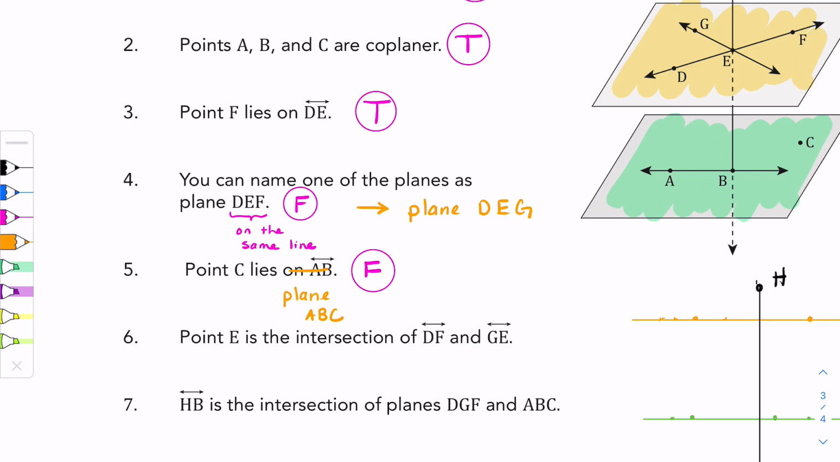Number 6, point E is the intersection of line DF and GE. Here's line DF, here's line GE. They intersect at this point right here, which is in fact point E. So that is true.